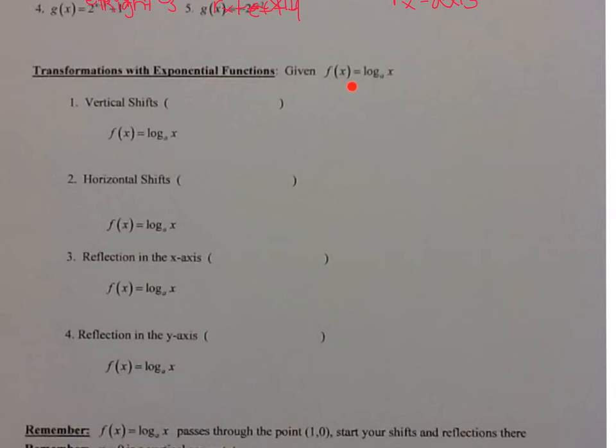Okay, so we have, given f of x is equal to log base a of x, a vertical shift. Vertical shifts would be changing your y value, so put in your parentheses changes y. So that would be adding onto your y value, so that would be plus b at the end. So remember, if b is greater than 0, it shifts up. If b is less than 0, it shifts down.